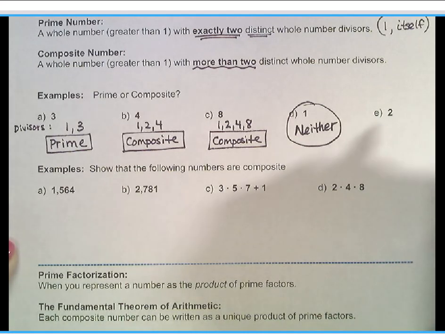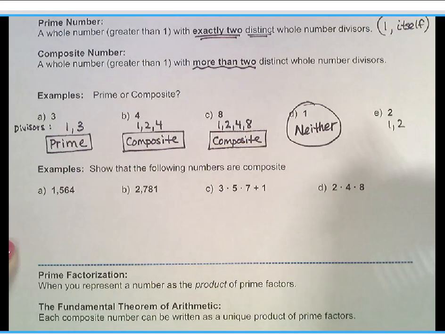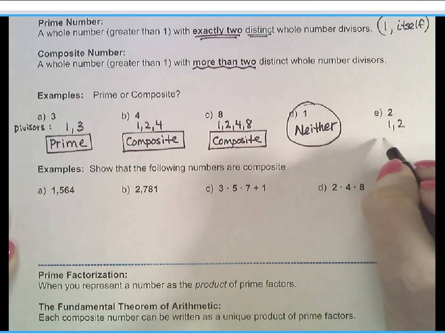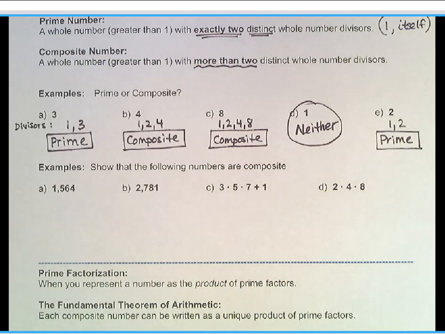And then the number 2, what are the numbers that divide into 2? 1 goes into 2, 2 divides into 2. There are no other numbers that divide into 2 evenly, so it has exactly 2 distinct divisors. 2 is prime. In fact, 2 is the only even prime number that there is. All of the other prime numbers are odd. So that's how you determine prime or composite. That's one way to do it.